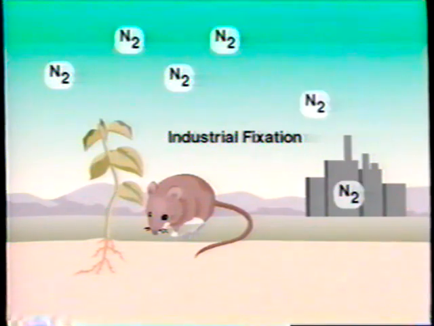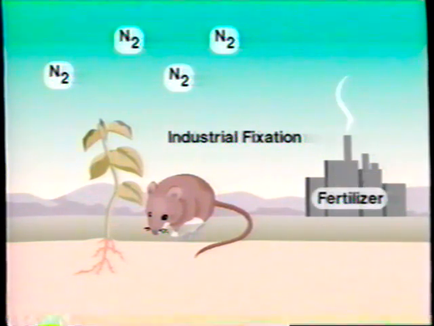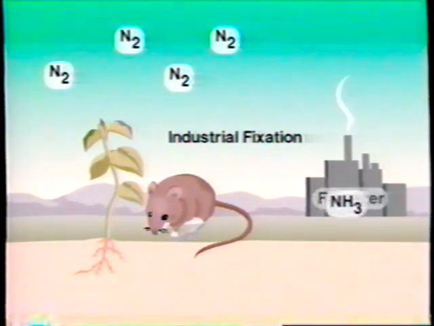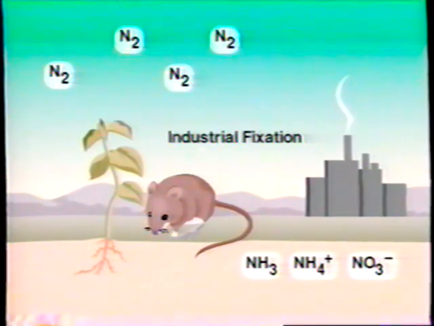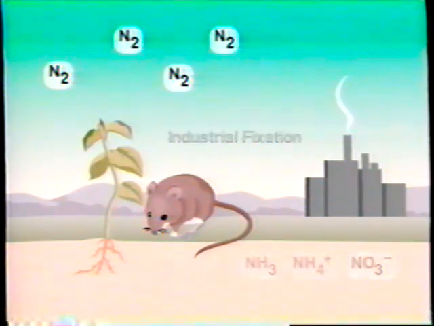Industrial fixation takes place when energy is used to produce fertilizers that contain ammonia, ammonium, and nitrate. Farmers, gardeners, and homeowners increase plant production by adding these fertilizers to soil.